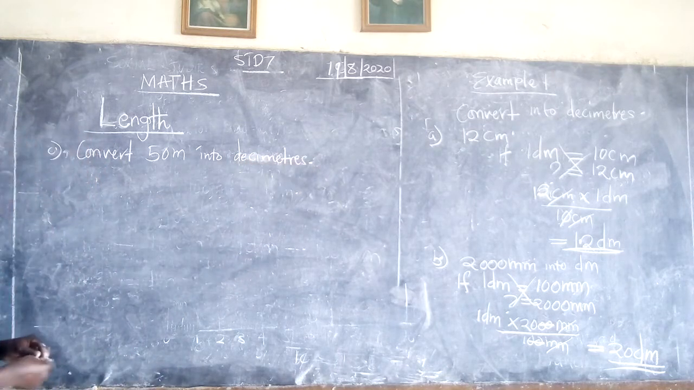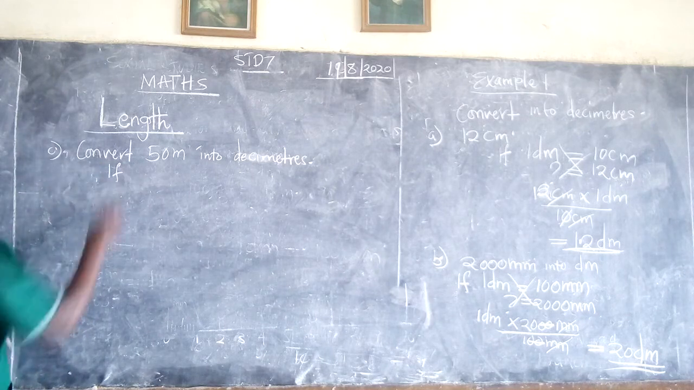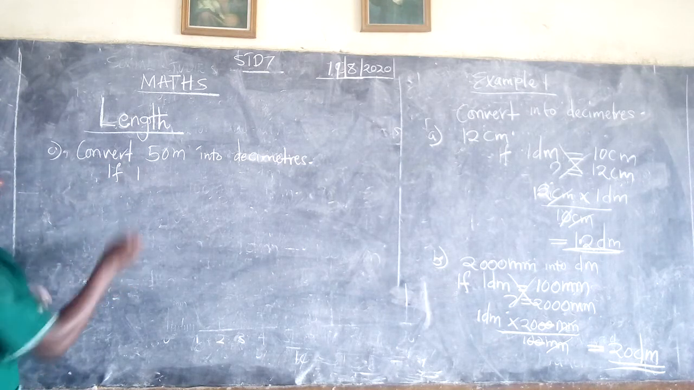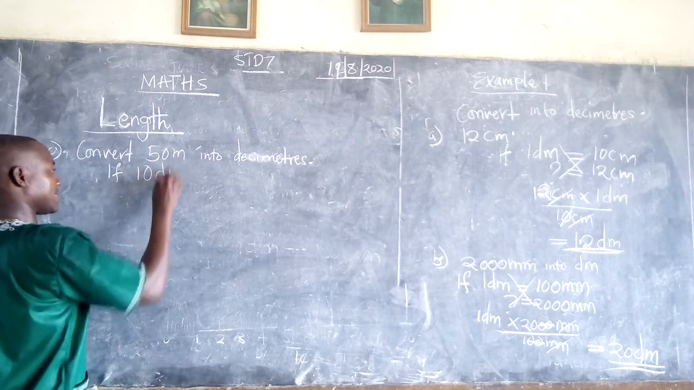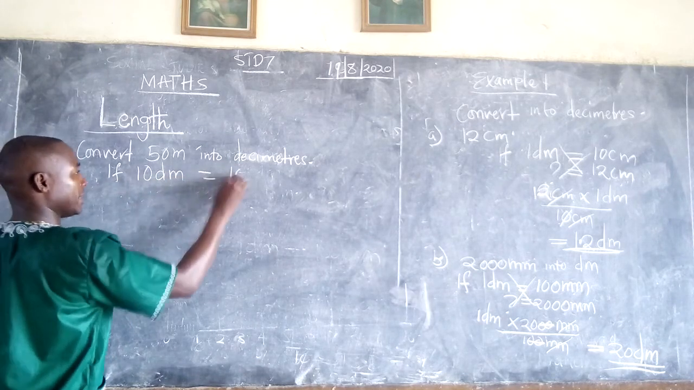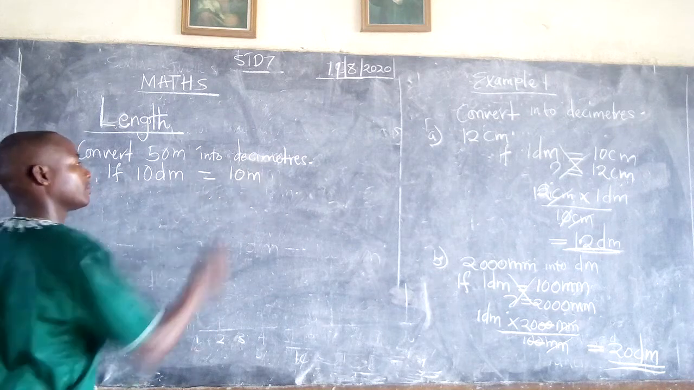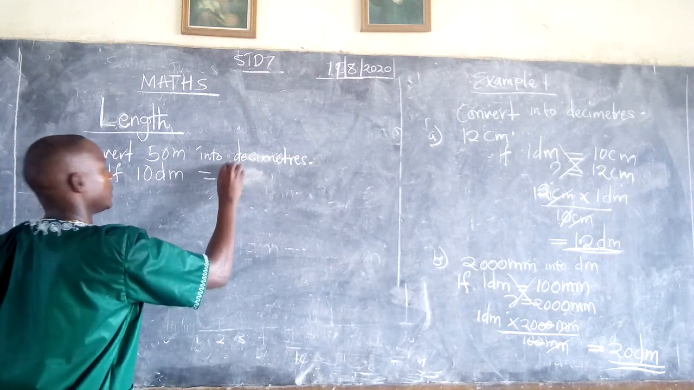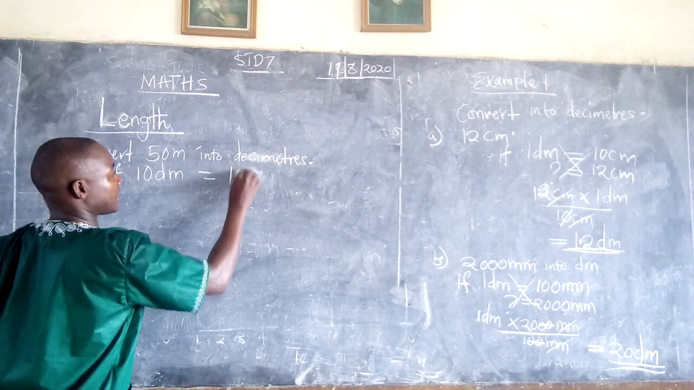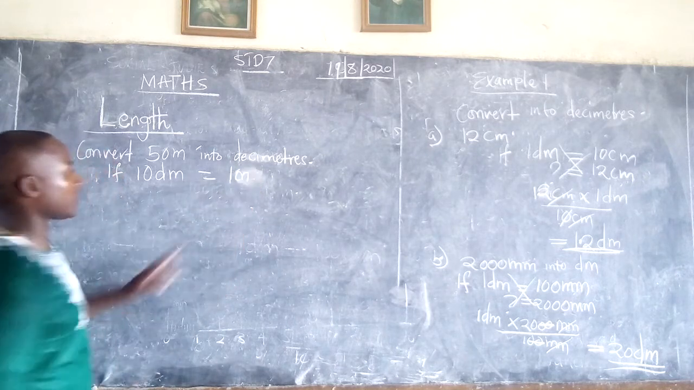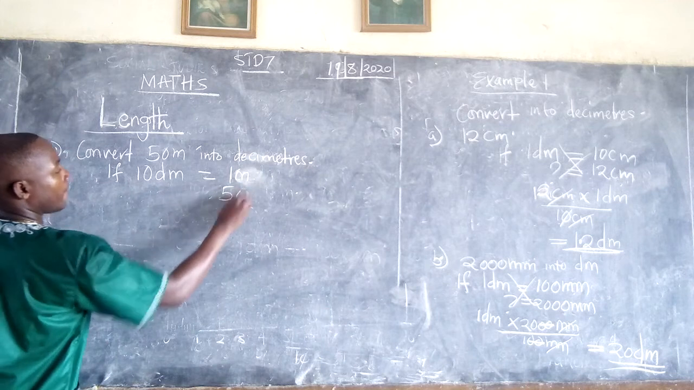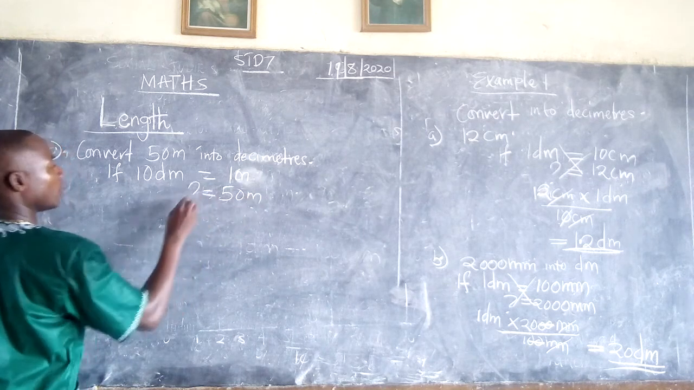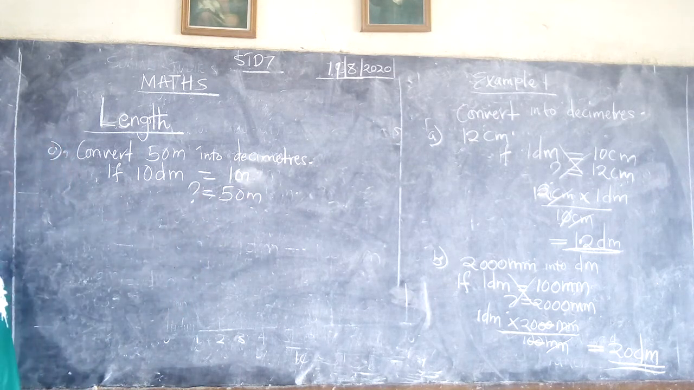Convert 50 meters into decimeters. So you ask yourself, if 10 decimeters is equal to 1 meter, what about 50 meters will be equal to how many decimeters?